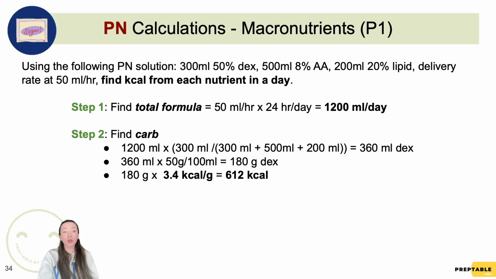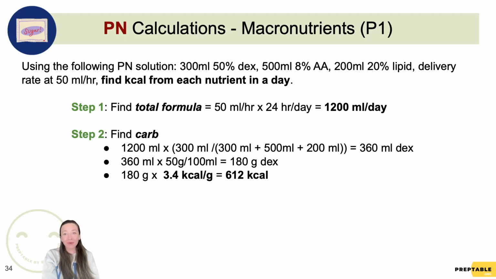Next, we calculate the grams of dextrose. The question says that we have 50% dextrose, meaning that we have 50 grams dextrose per 100 ml of solution. So 360 ml of dextrose, we just calculated, times 50 grams divided by 100 ml. The mil cancel out, and we get 180 grams of dextrose. Finally, we need to find the kcals from dextrose.